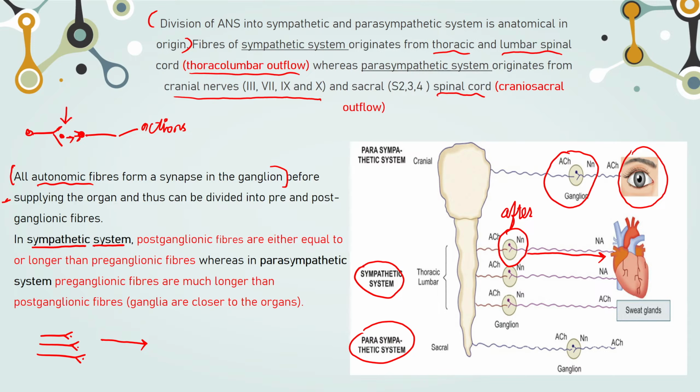Whereas in the parasympathetic system, see here, the preganglionic fiber will be much longer, which means that the ganglion is present closer to the organ. For example, this is the bronchus, bronchus smooth muscle. So in the parasympathetic system, the preganglionic fiber will be longer than the postganglionic. Very important to remember this.